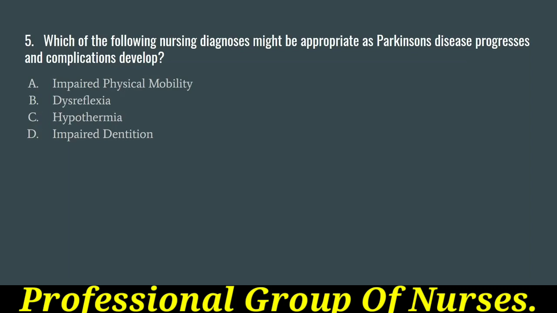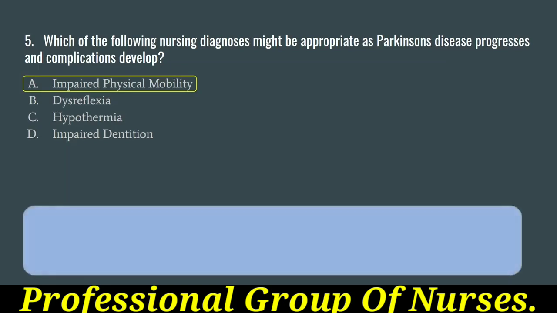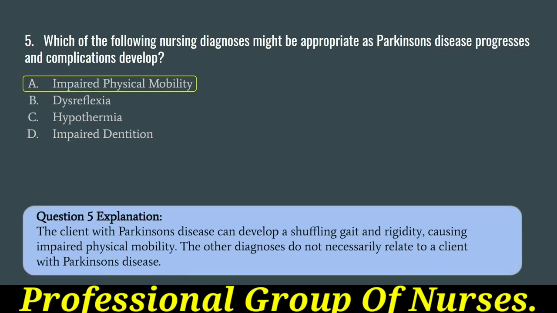Question 5 answer: A. Impaired physical mobility. Question 5 explanation: the client with Parkinson's disease can develop a shuffling gait and rigidity, causing impaired physical mobility. The other diagnoses do not necessarily relate to a client with Parkinson's disease.